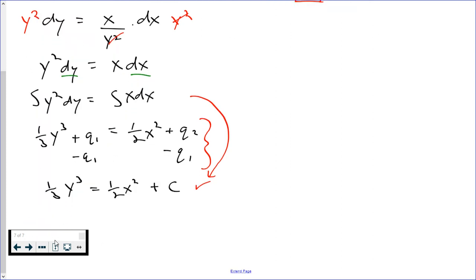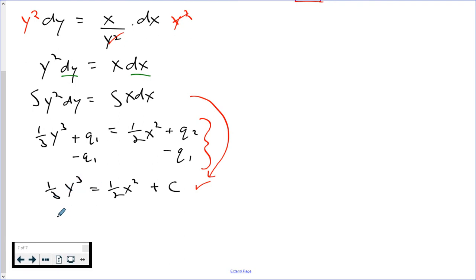All right. So here we go. Now we're back to solving for y here. So what would I do? I'd multiply both sides by 3. So I'd get y cubed equals 3/2 x squared plus. Now, technically, I would get 3c, and I could write 3c and there'd be nothing wrong with it, right? But at the end of the day, 3c is just another what? It's another constant. So I'm going to write plus k.